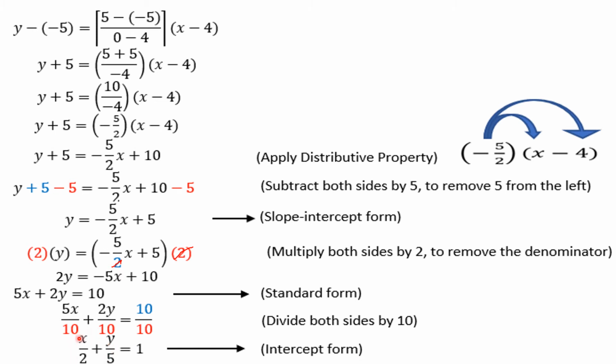So this is what we call the intercept form. We have here our a and b. The a is our x-intercept, and b is our y-intercept.